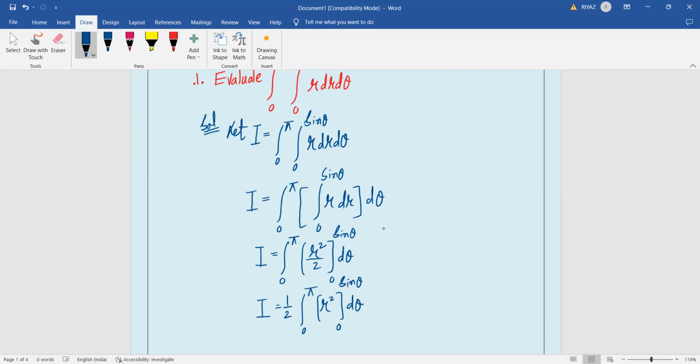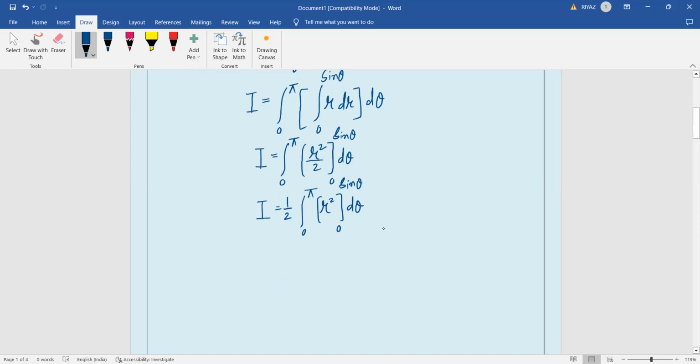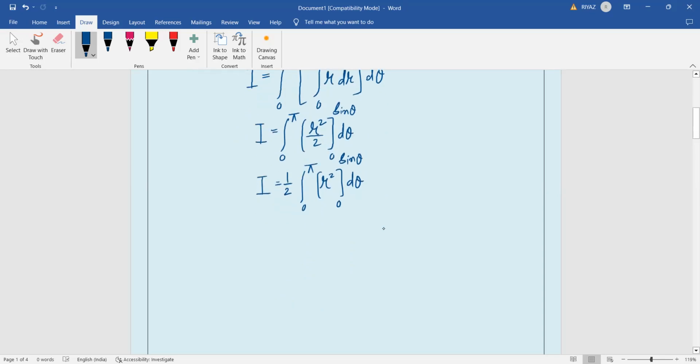And the rule is upper limit minus lower limit. Upper limit means in place of R, if you put sine theta, what is the answer? Sine square theta, 0 to pi as it is, of course. This is sine square theta d theta. Lower limit is anyhow 0, so I am not writing that.